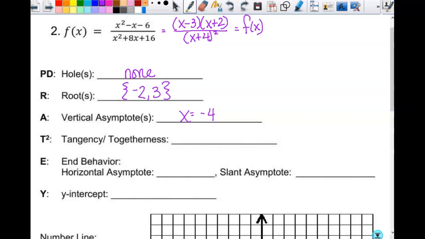No. Okay, tangency and togetherness. That's that t squared, right? Okay, so we have a factor that has an even exponent, and it's in the denominator. So what does that give us? Togetherness, okay? You may not understand what that means yet, but it gives you togetherness. Like, we at least know that much. So we're going to say this gives me togetherness at that x equals -4. When we get down here, I'll explain to you why that's important to us and what that means, okay? But we are going to have togetherness based on that.